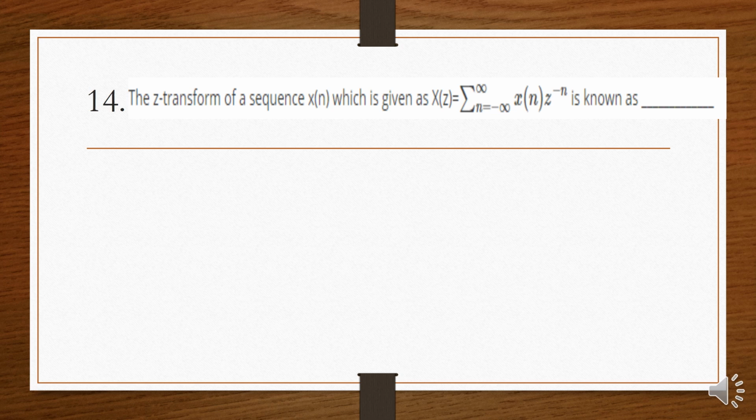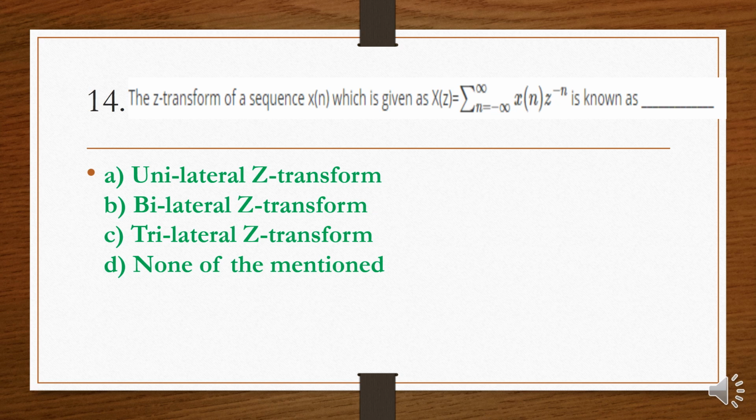Next question. The Z transform of the sequence x of n, which is given as X of z is equal to summation n is equal to minus infinity to infinity x of n into z power minus n, is known as: unilateral Z transform, bilateral Z transform, trilateral Z transform, none of the above mentioned. So here the limit is from minus infinity to plus infinity. So it is bilateral Z transform. Answer is option B.